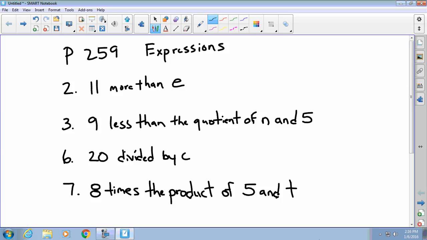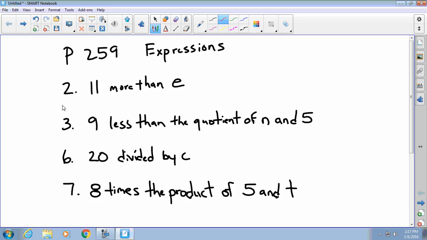All right, we're on page 259 in our Go Math books, and we are dealing with algebraic expressions. These expressions can be kind of a challenge. The only thing we really need to worry about doing is writing down what the expression is. We don't have to solve anything because we don't have enough information to solve anything. But we need to make sure we use the statements that were given to help us with clues.